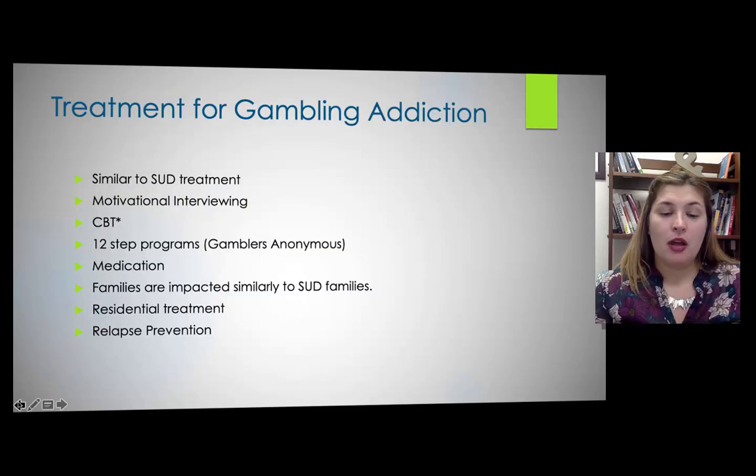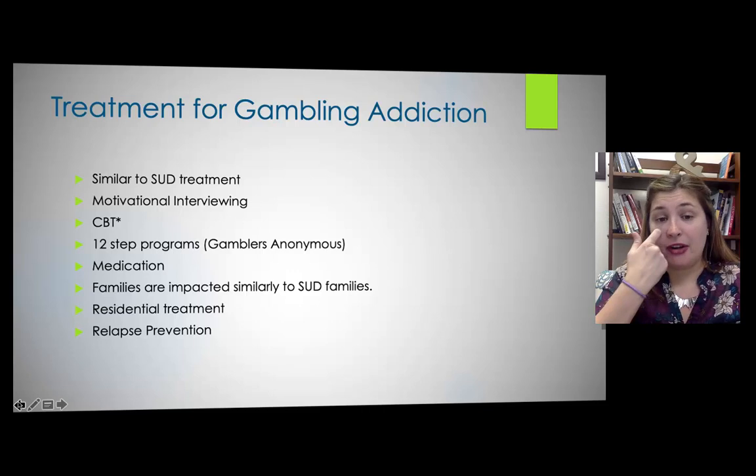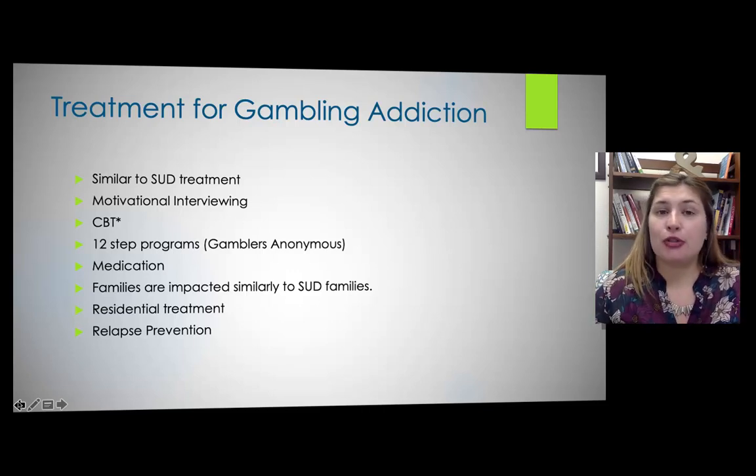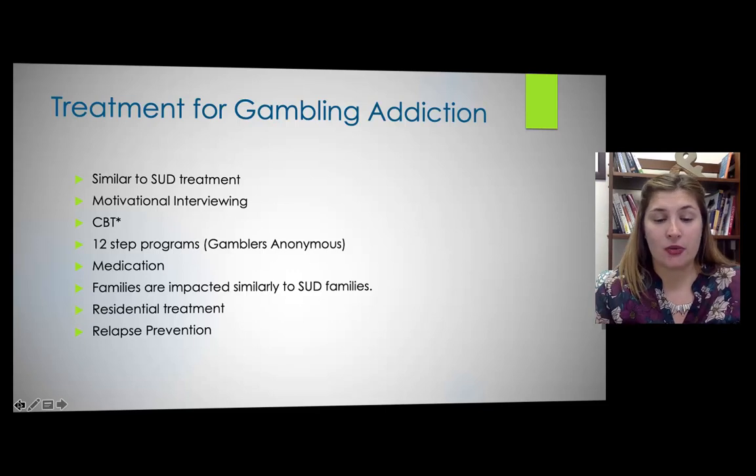So what do we do? Here are some of the treatment modalities that have been found to be effective with gambling disorder. And actually, a lot of them are very similar to substance use disorder treatments. So one is motivational interviewing, getting them to a place in their process where they have a desire to change, challenging their faulty thinking, all of those things in order to get them to the place where they're actually taking action towards changing their gambling disorder.